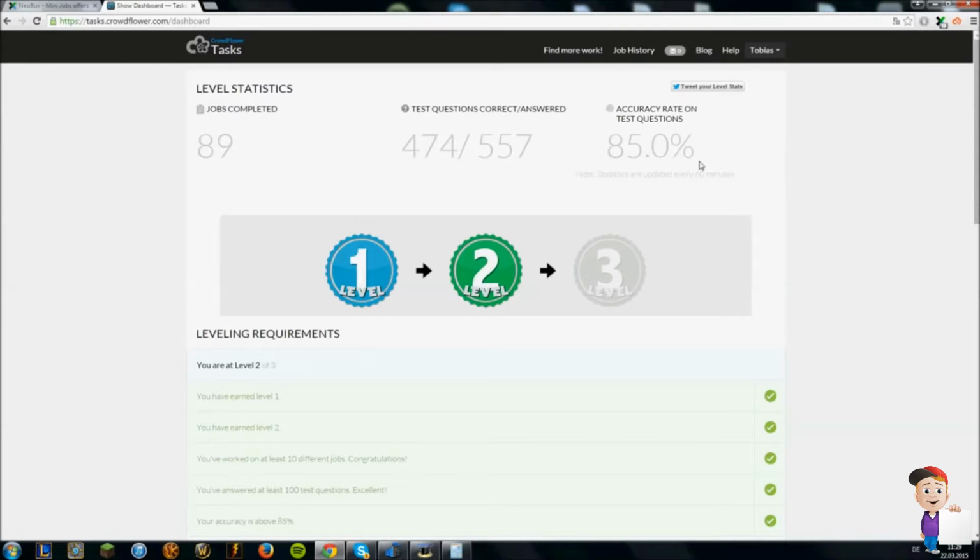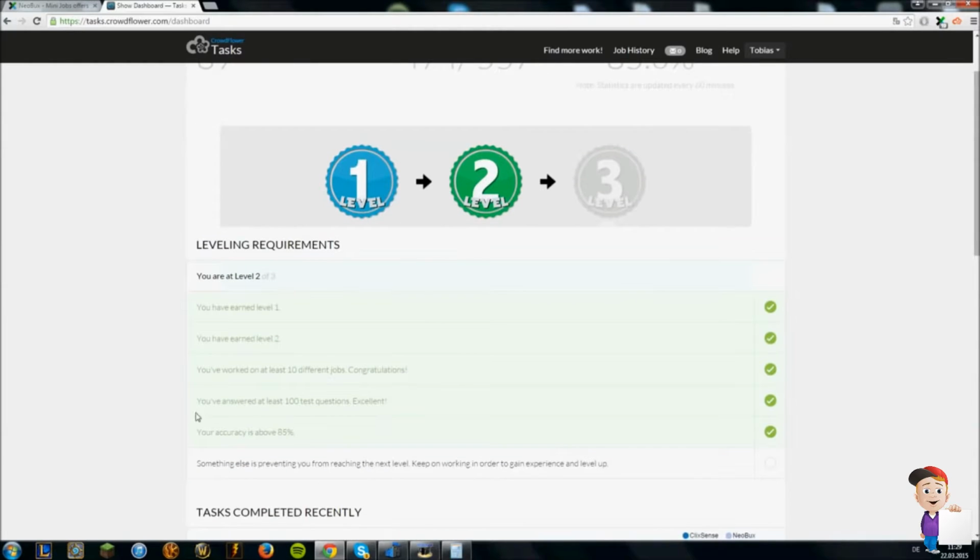So what do these badges do and how do you get them? You get badges when you have done at least 10 different jobs, and when you have answered at least 100 test questions. And then it depends on how many you answered right or wrong. For example, if after those 100 questions you have an accuracy of like 82%, you will get the second badge.